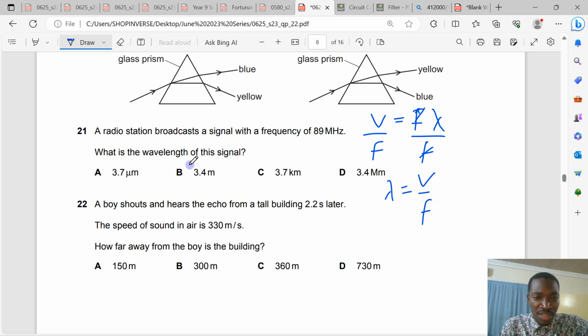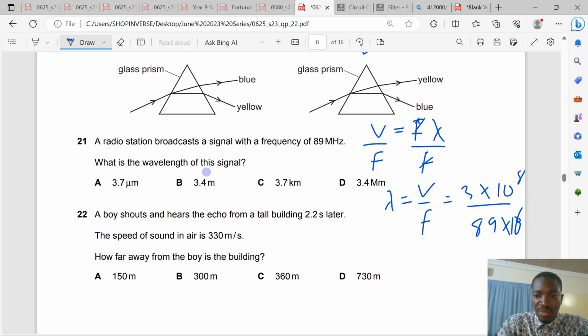What is the speed of light? 800 million meters per second. Sorry, 300 million meters per second. That's the speed of light, 3 times 10 to the power 8. What's the frequency? 89 megahertz. That's 89 times 10 to the power 6. So let's divide 300 million by 89 million.